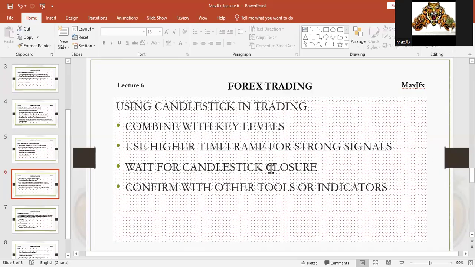So if you want to use candlesticks very effectively, please do this: especially wait for the candlestick to close, confirm with other tools or indicators, and use a higher time frame for candlesticks. Use higher time frames for strong signals, and also combine them with key levels such as support or resistance levels. Or you can also use the Fibonacci retracement tools.